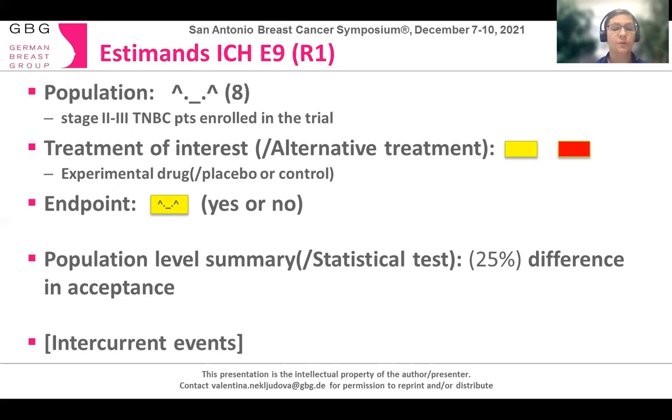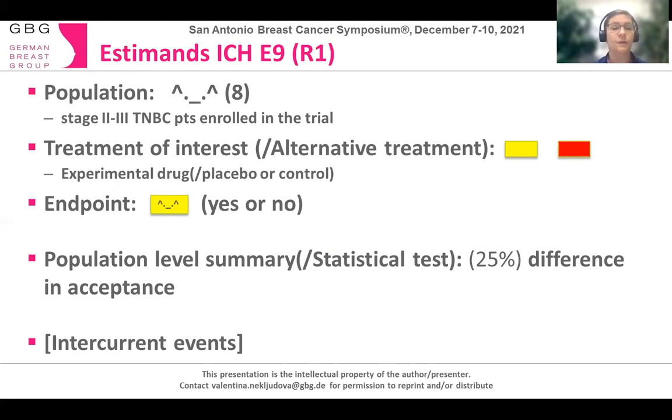The second attribute of an estimate is the treatment of interest and alternative treatment. These were yellow and red boxes in our cat trial. In the real trial, this would be experimental drug versus placebo or control. Nowadays, when standard of care is getting more and more versatile, the choice of control arm can get pretty complicated and should be thought through thoroughly.